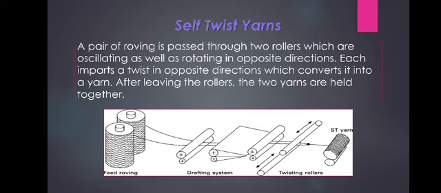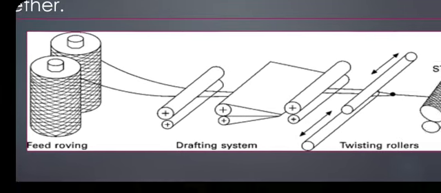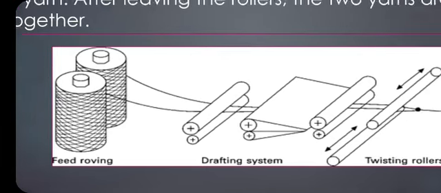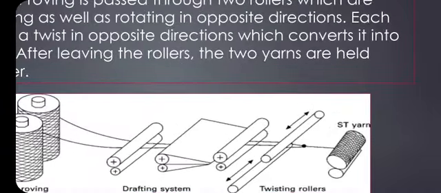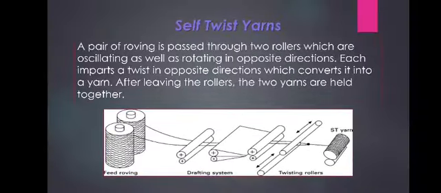Then the self-twisted yarns. A pair of rovings is passed through two rollers which are oscillating as well as rotating in opposite directions. Each imparts a twist and converts the fiber into a yarn. After leaving the rollers, the two yarns are held together. So you can see here, the slivers are passed through two sets of oppositely rotating rollers. These are two sets of rollers rotating and moving in opposite directions. By this, self-twist yarns are formed and wound onto the spool. This is self-twist yarn.